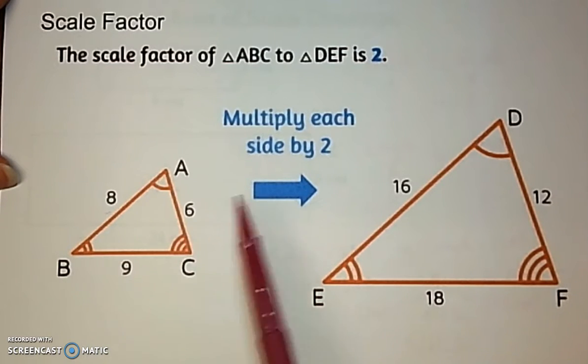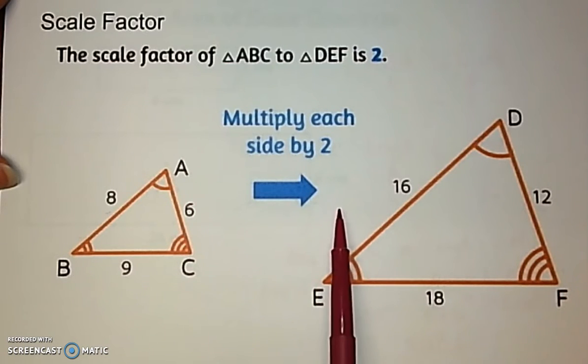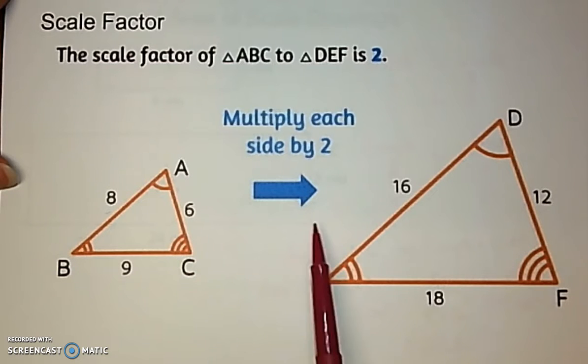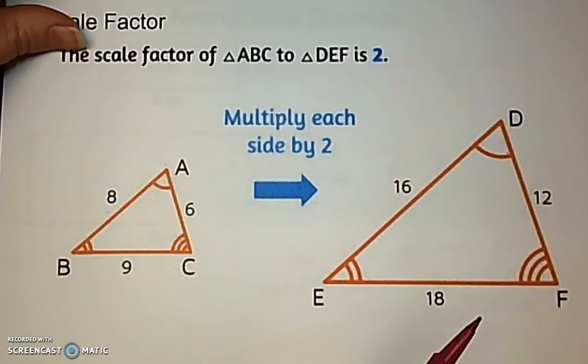And I'm going to multiply each side by the same amount so that my scale keeps my triangles in proportion, so that my triangle looks exactly the same except that it's larger. So my angle sizes are all the same. It's just that my side lengths are a bit longer.